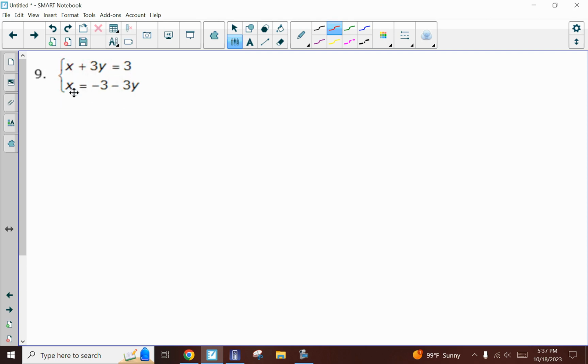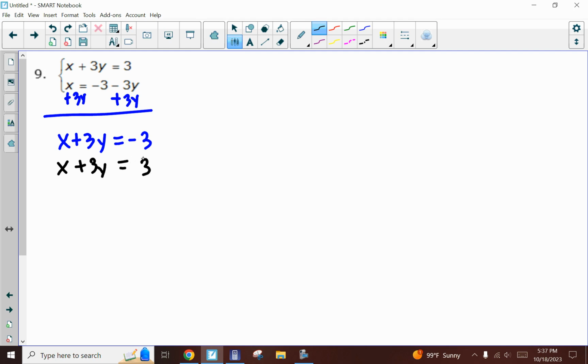So you'll notice the second one is not in order. So I'm going to rearrange this so the y's are over here. So I'm going to add 3y, and I'm going to add 3y over here. So this is going to say x plus 3y equals negative 3. And in the first one, I'm not going to touch it because everything's already in order. So it says x plus 3y equals positive 3.